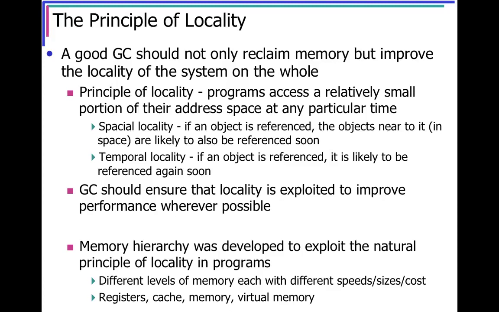Our memory hierarchies in our architectures today take advantage of the principle of locality in our programs to provide performance improvements through caching. Garbage collection can hurt this memory hierarchy performance by hurting locality, but it can also improve locality by putting objects that are accessed together near each other.